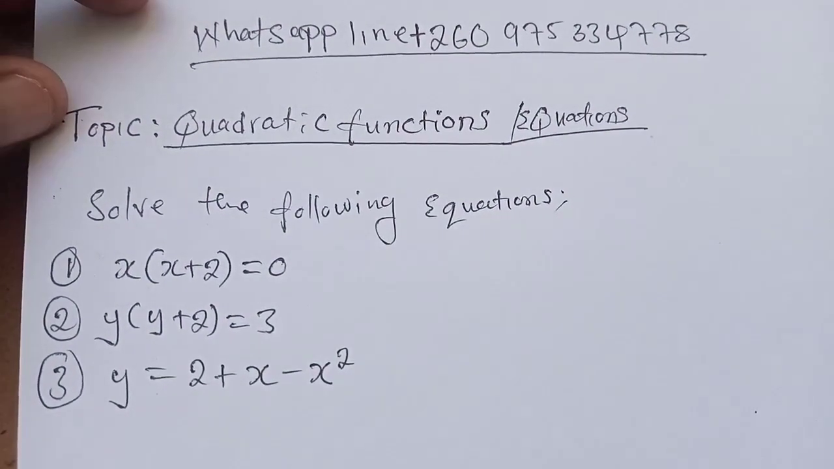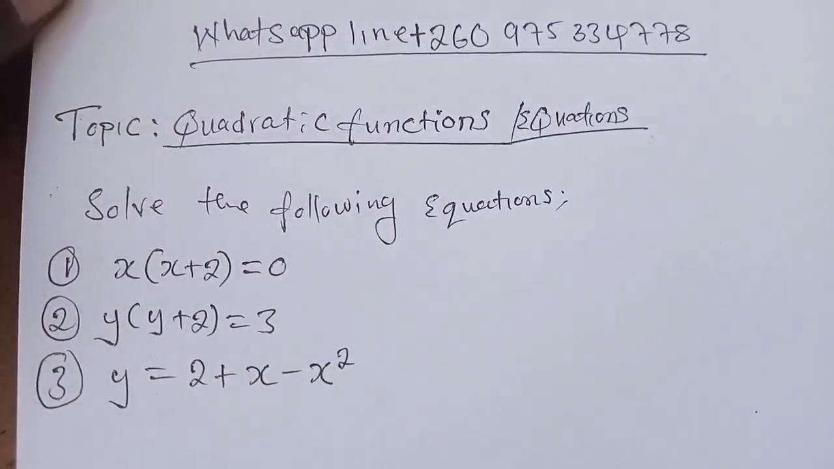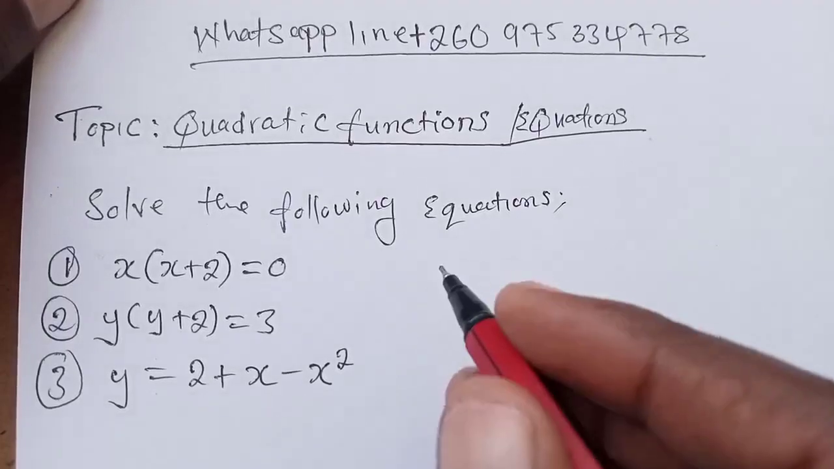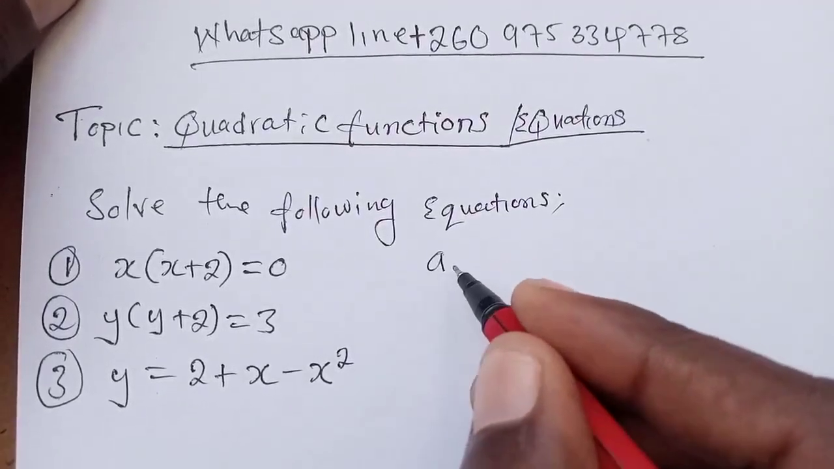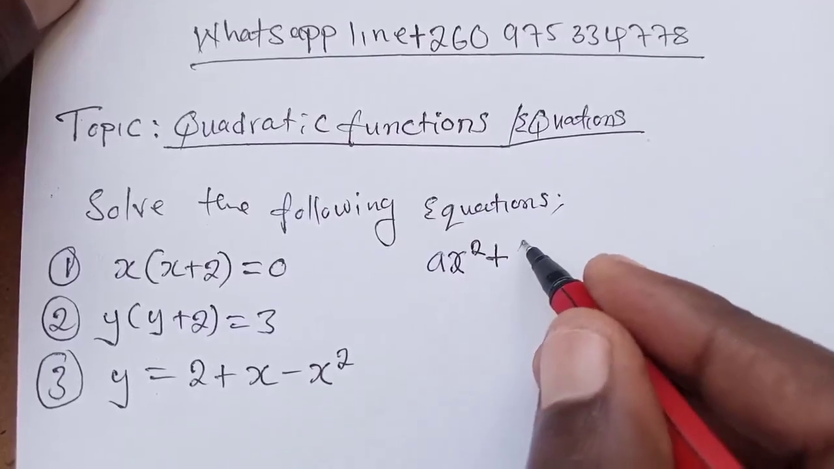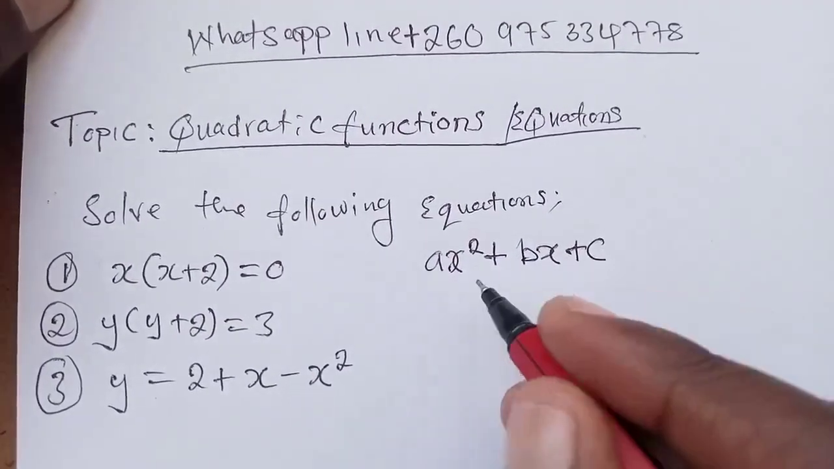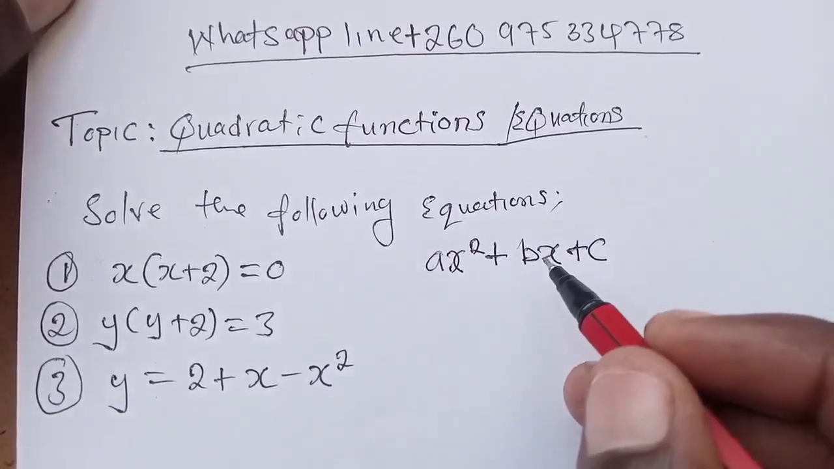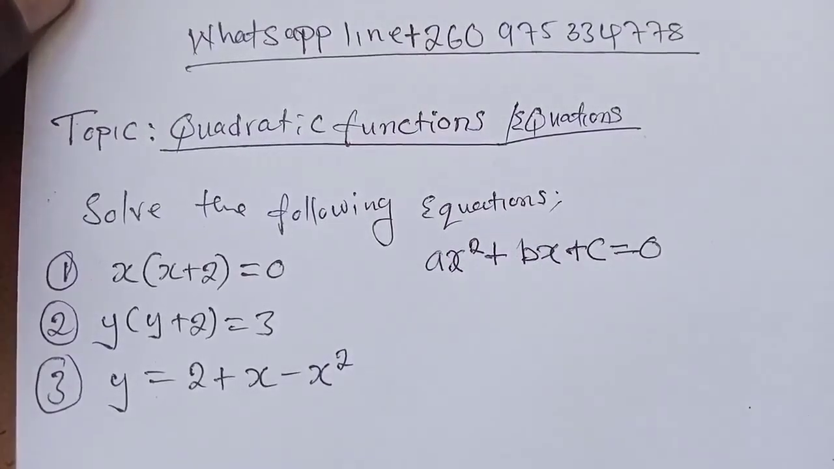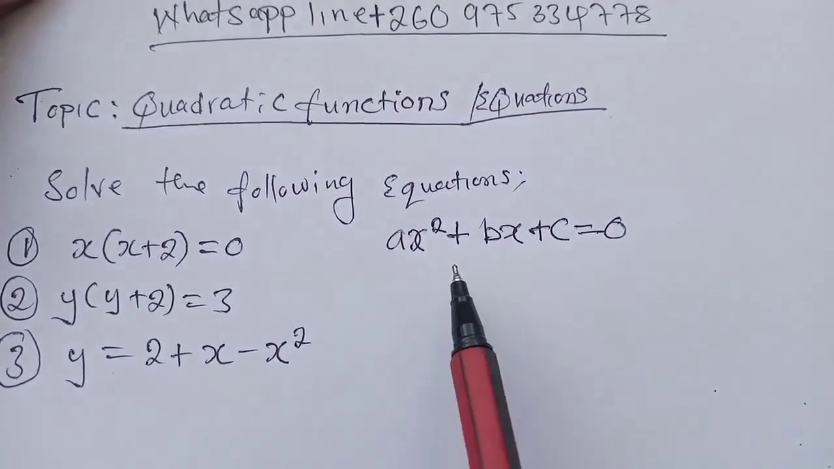Alright, so today we are doing quadratic functions, or should I say quadratic equations. These are equations of the form ax squared plus bx plus c is equal to 0. So these are the equations that we are looking at today. We call them quadratic equations.